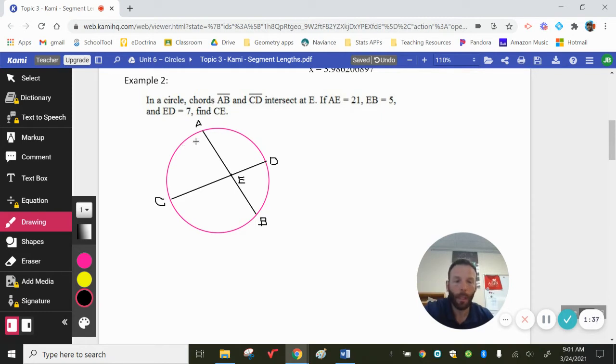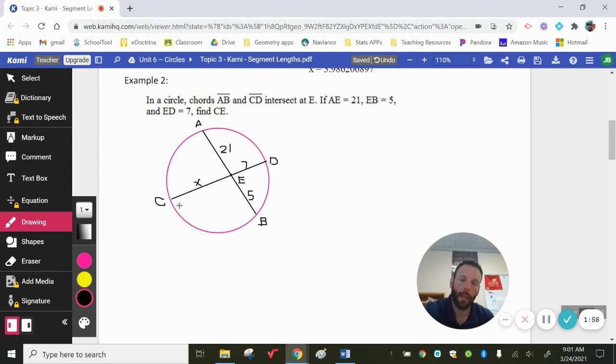But what I'm going to use now is it says, hypothetically, let's say the length from A to E was 21. So my picture might not be drawn to scale, but we're going to go with it anyway. The length from E to B is 5. The length from E to D is 7. And we want to find what the length from C to E right here has to be.